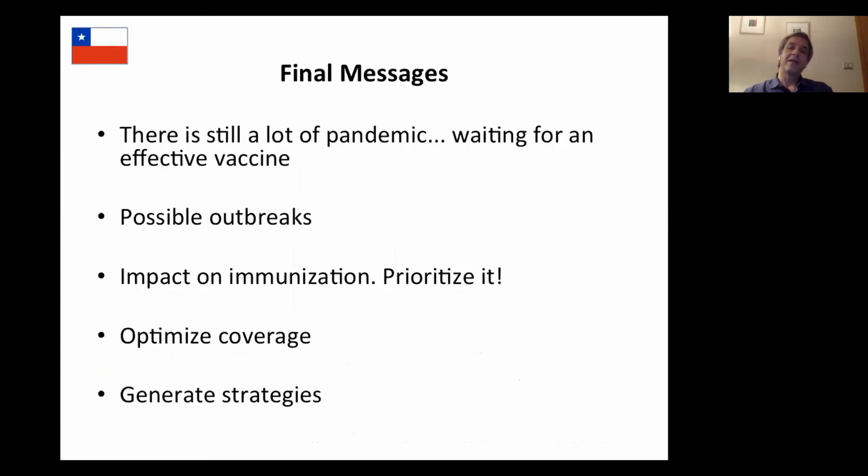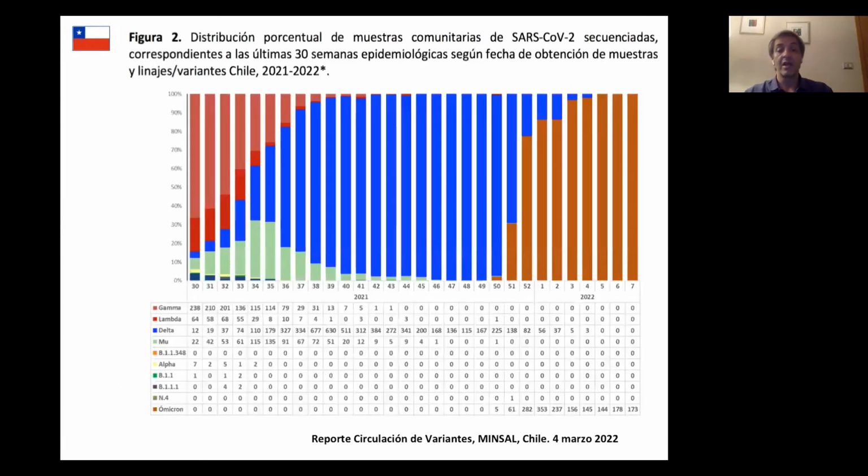So at this moment, during the pandemic, we are also waiting for an effective vaccine for all the variants. In our universities we could have some possible outbreaks, and of course we need to have a very high coverage for all of our universities and generate strategies. Here, you can see the official information here in Chile about the variants.